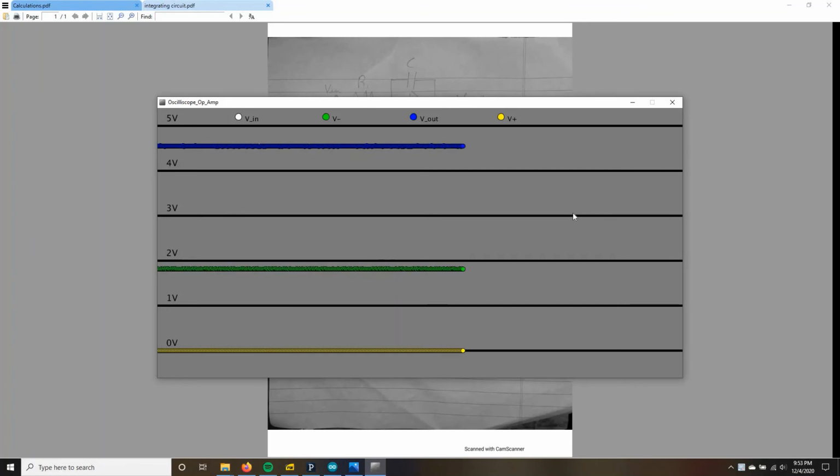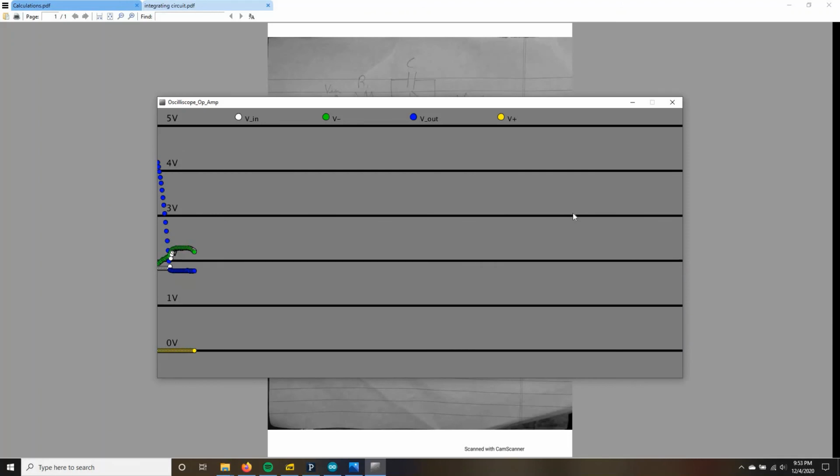So here's my oscilloscope. As you can see, it's centered around 1.8. For some reason, that just seems to be a magic number with these op-amps. And so, as you can see, it integrates around that part, but it's inverted.